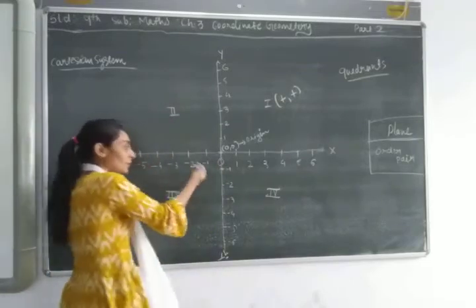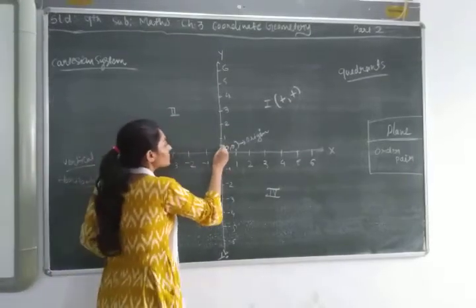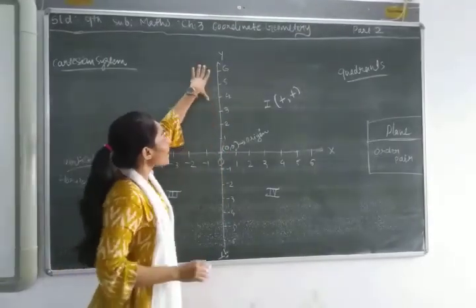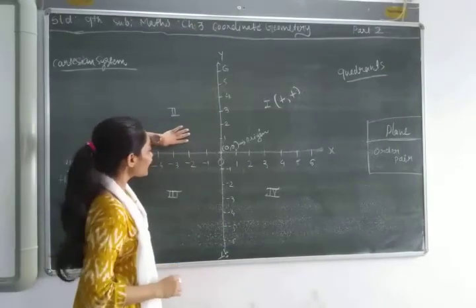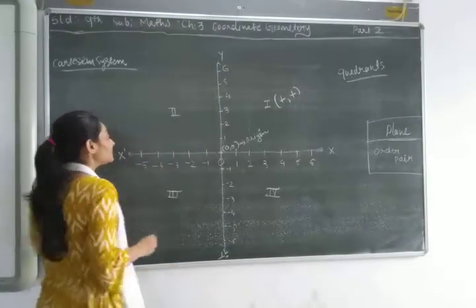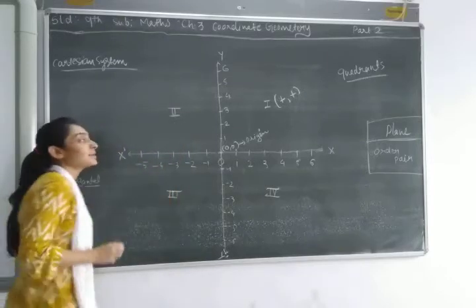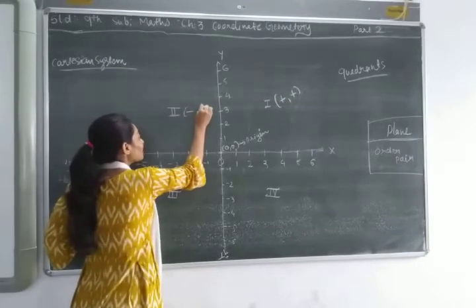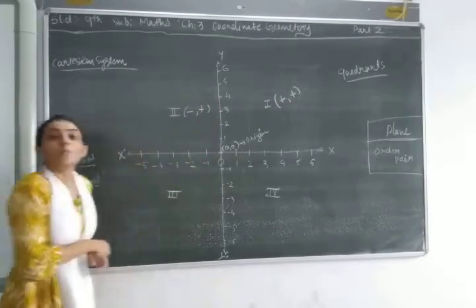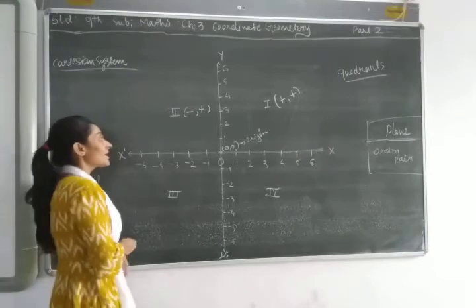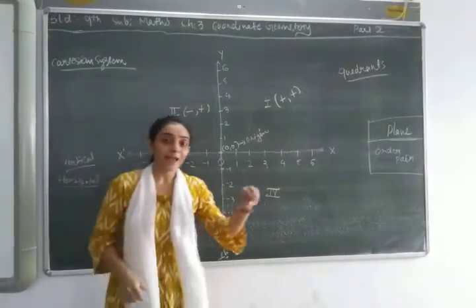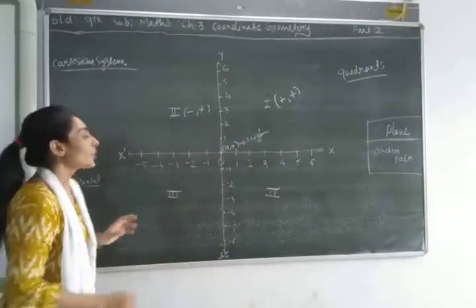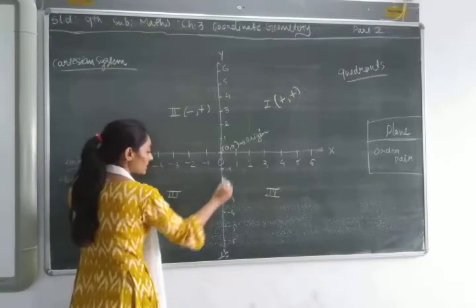Now, in the second quadrant, it means from 0 to x dash, from 0 to the left hand side, and from 0 upward along the bar. Look over here, the y-axis is positive, but the x-axis is negative. It means in the second quadrant, the x-axis elements are negative and the y-axis elements are positive. Now, the third quadrant, this third quadrant.